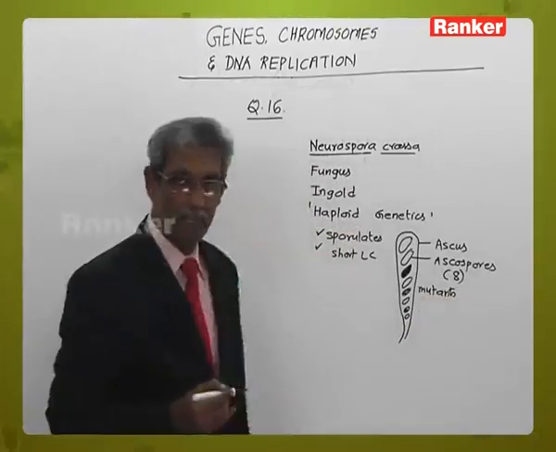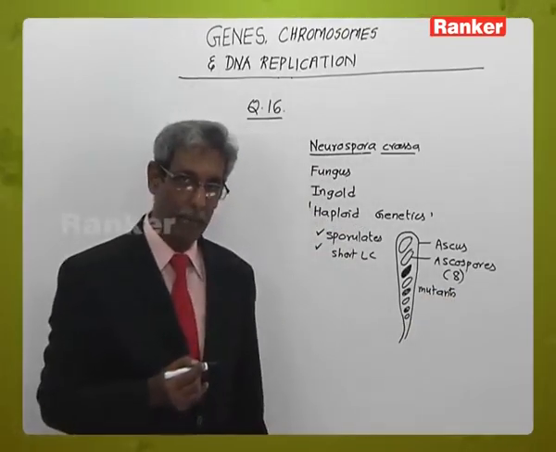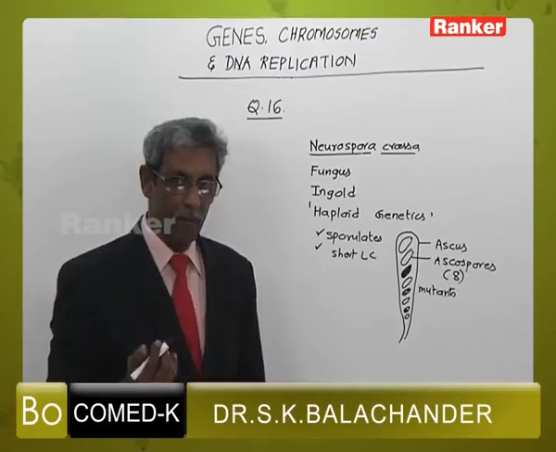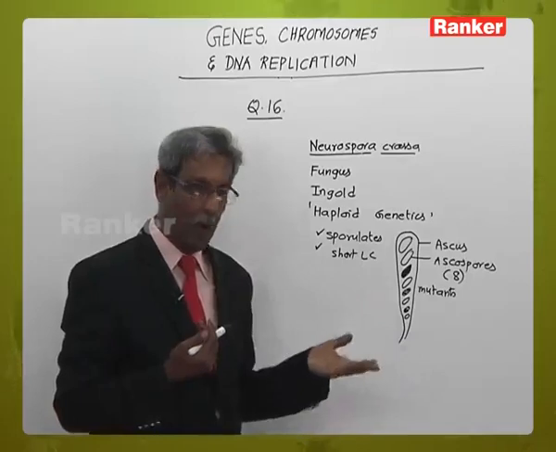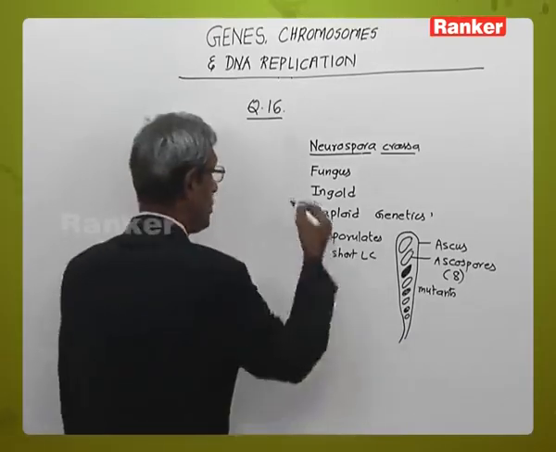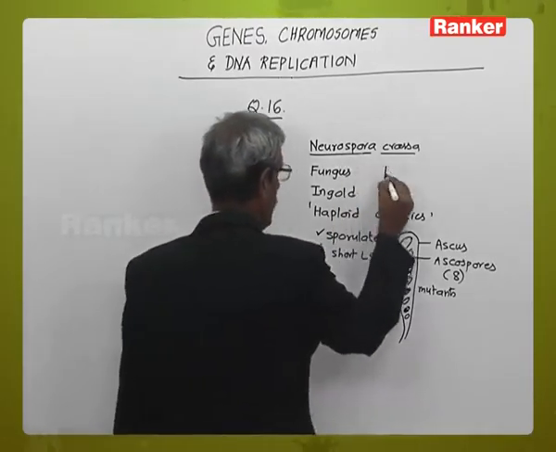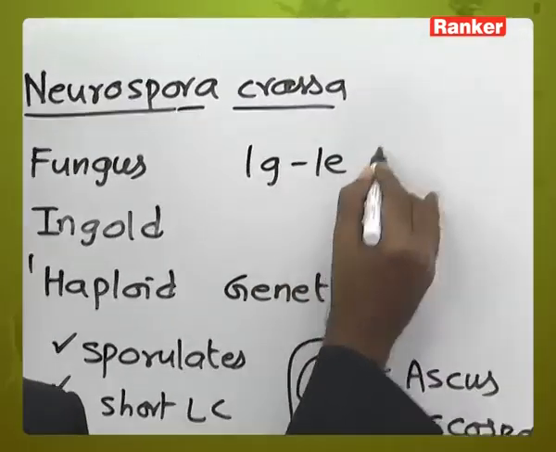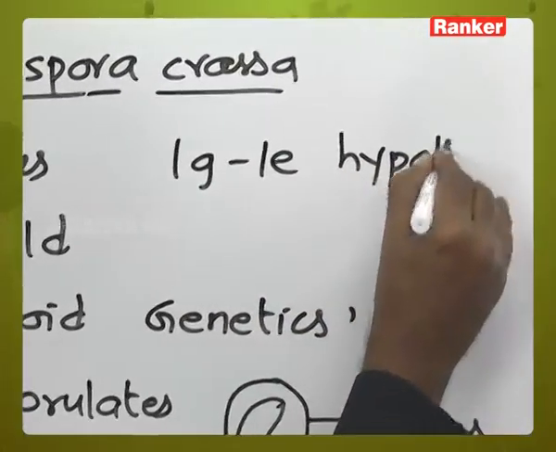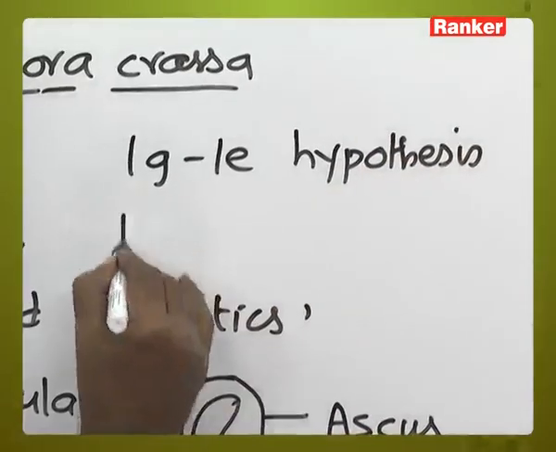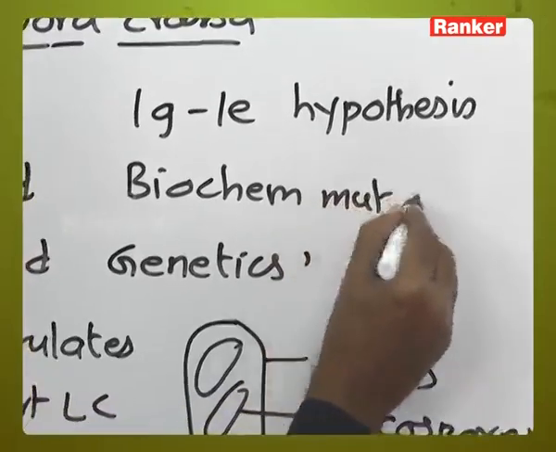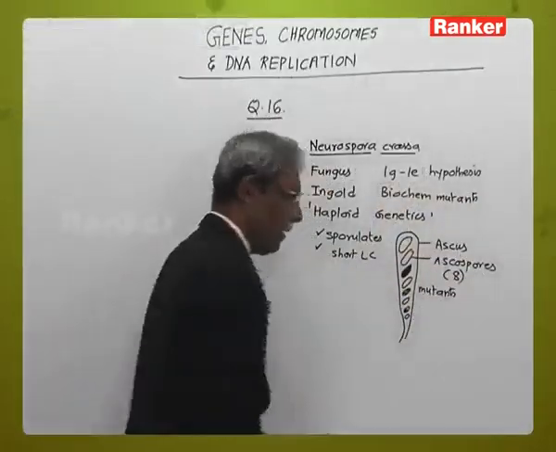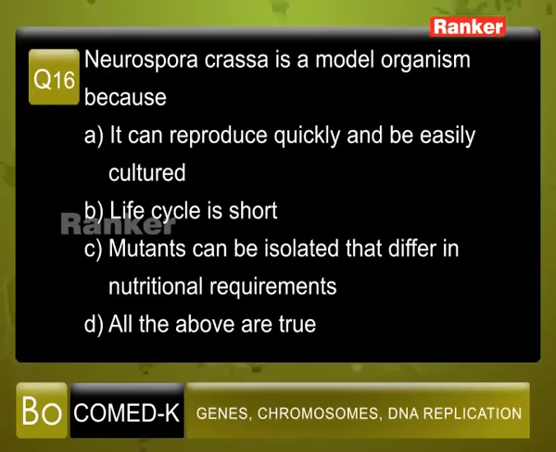This has formed the basis for the one gene one enzyme hypothesis of Beadle and Tatum. You can grow Neurospora crassa, and the mutants can be isolated on different media. So, Neurospora crassa has been a very ideal organism for the one gene one enzyme hypothesis, and we can develop biochemical mutants on it. Hence, looking at the choices, choice D, that all the above are true, is right. Hence, the answer is D.